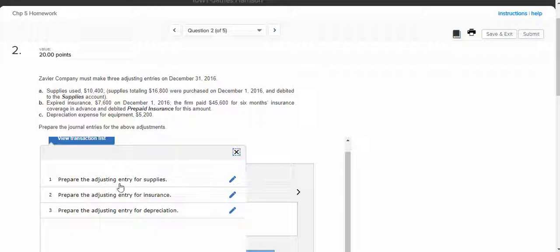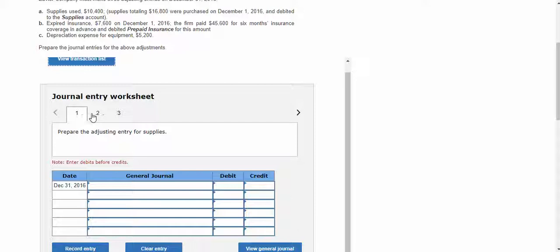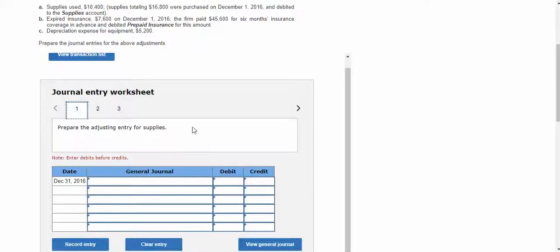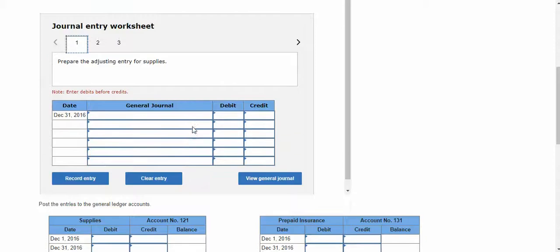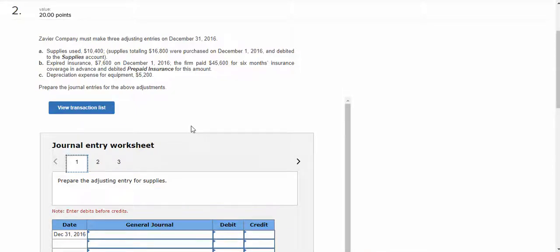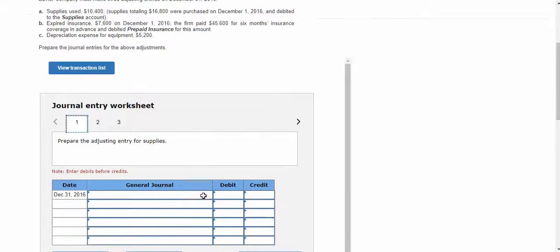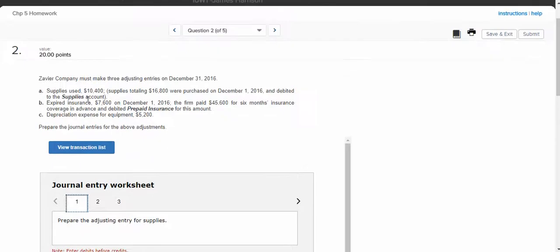We have to prepare adjusting entries for supplies, insurance, and depreciation. That's A, B, and C, respectively. And you can find those here, 1, 2, and 3. And I'll tell you here, it's all respective. So we have to take into account the actual balance when we were dealing with the ledger. So what's the current balance before we even do the transactions?